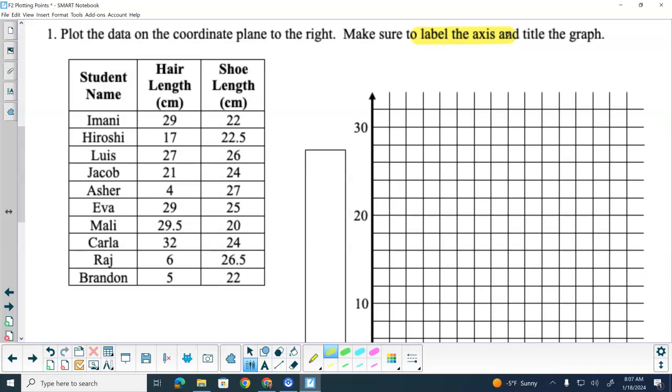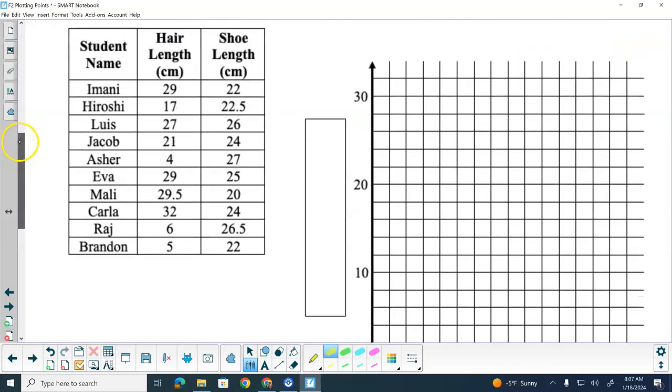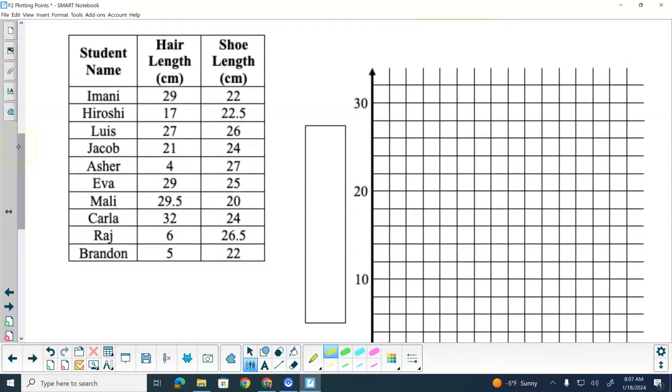Okay? All right? So what do we want to put on our horizontal? Hair length or shoe length? Shoe length on the horizontal and hair length on the vertical? Because then when we look at our table, we're looking at it as x comma y, right? Is what you're saying? Okay? Right? Would we agree with that? That we go hair length on the bottom?